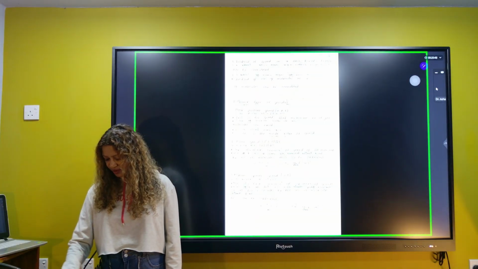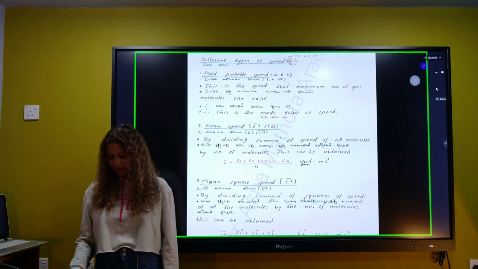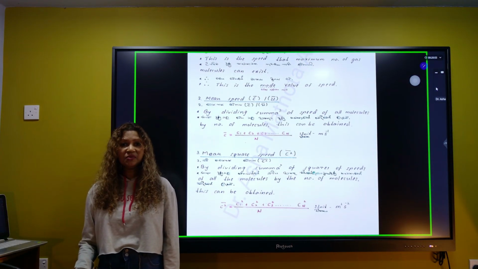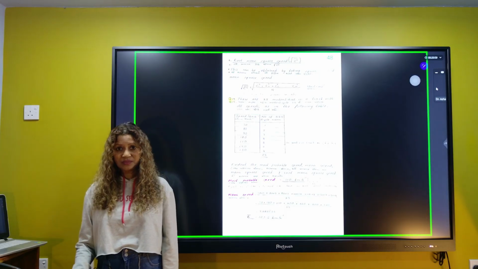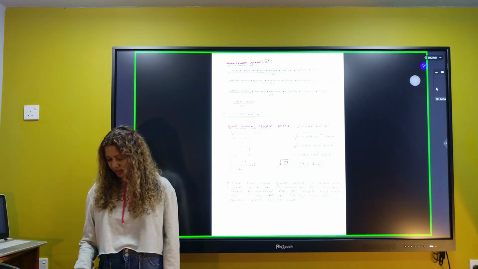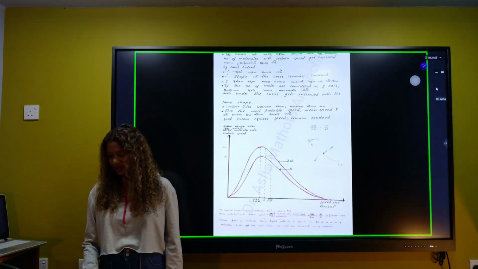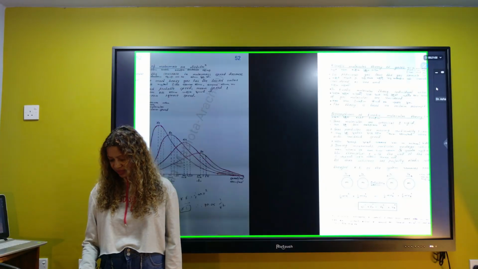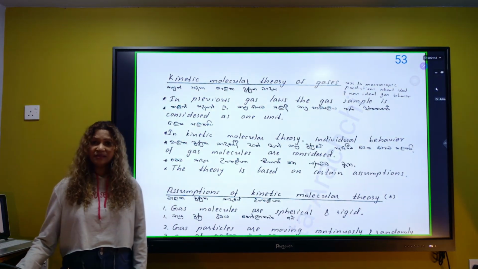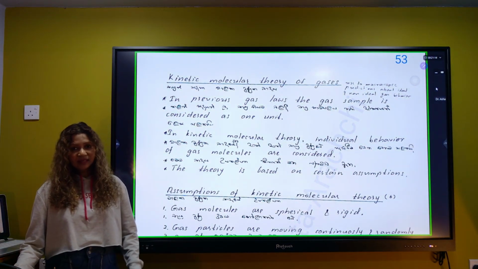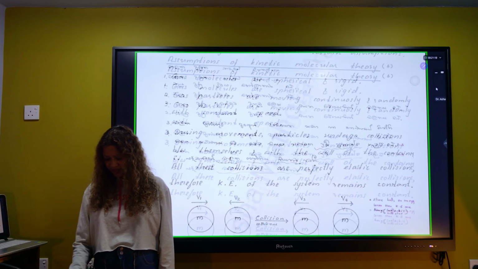To understand that, we did different speeds: most probable speed, mean speed, and root mean square speed. To understand all those, we did a couple of questions and calculations. Then we looked at what happens when we change different parameters. And another last little part is the kinetic molecular theory. There are 6 assumptions in kinetic molecular theory, and under that we had this third one.